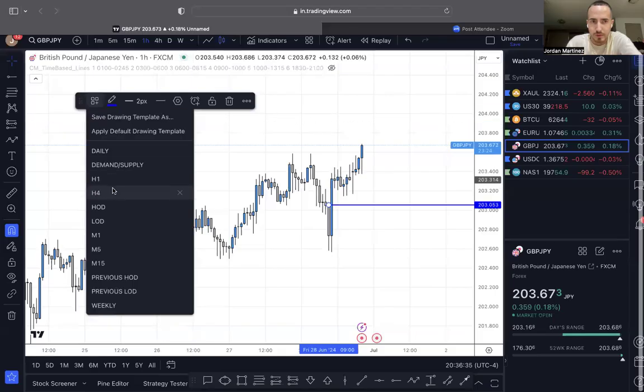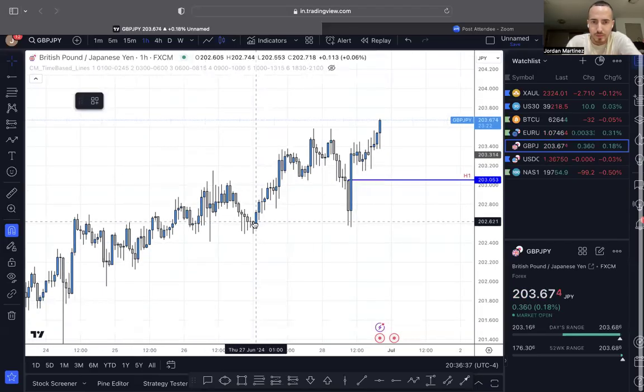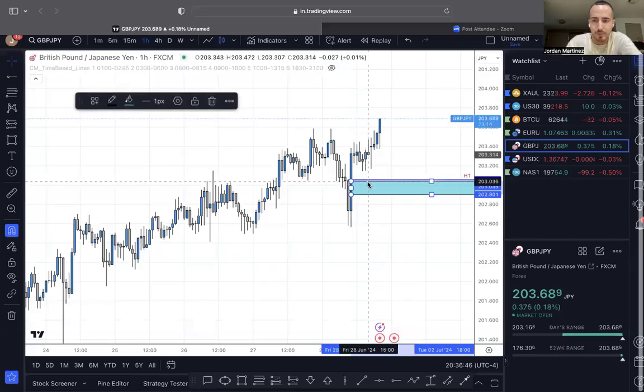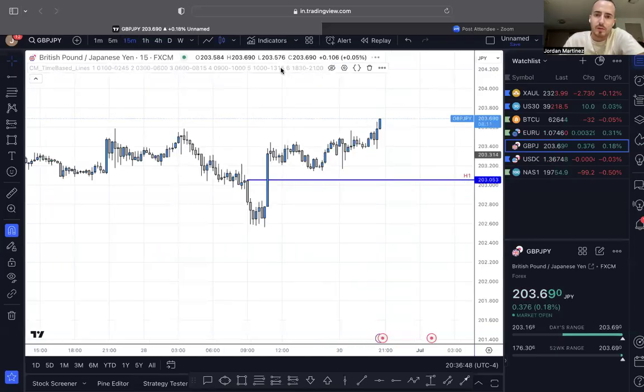H1 demand right here. Price pulled back into this area. Look how price used this one right here, and then created this new area here that we have marked. Go to M15. We have this right here.